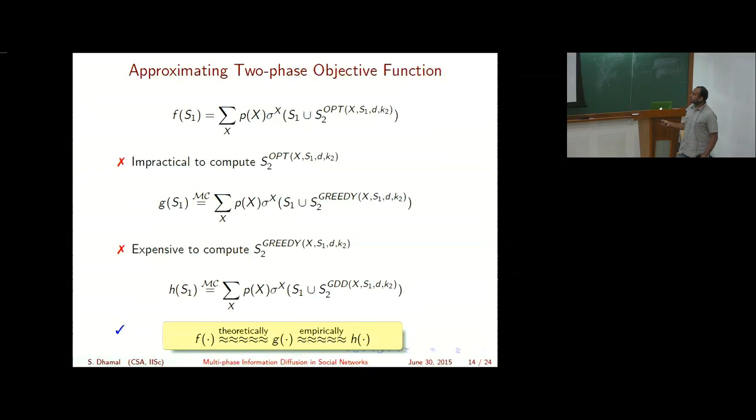And empirically, we show that this particular objective function and this particular objective function match. Their values may not match exactly, but the seed sets that get selected using this and using this are most likely going to be the same. That's what we show using this empirical observation.